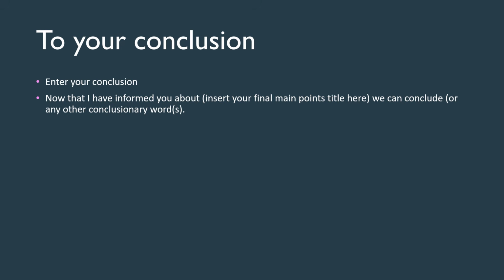The final transition to learn about is how to transition from your final main point into your conclusion. You still have to mention what you just spoke about and what you're going to speak about next. So as an example, you can state, now that I informed you about, here you insert your final main point's title. We can conclude, or you can use any other conclusionary words to take your speech into the conclusion portion of your speech.